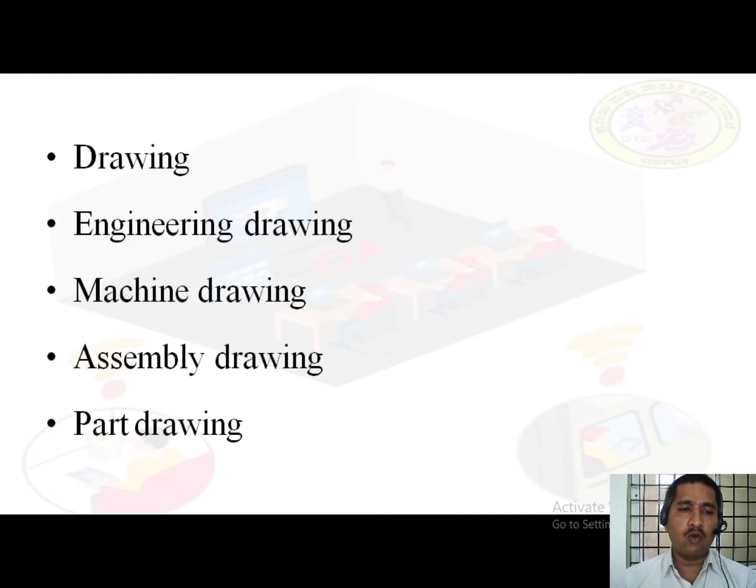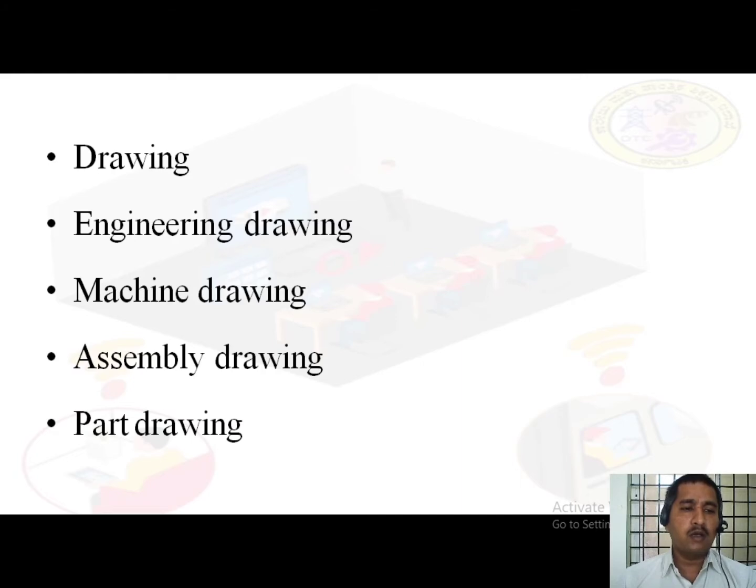So here, what is machine drawing? It is an application of engineering drawing. Machine drawing means the representation of a machine by using lines according to a certain set of rules. It is presented through a number of orthographic views. Machine drawing is further classified into part drawing and assembly drawing.